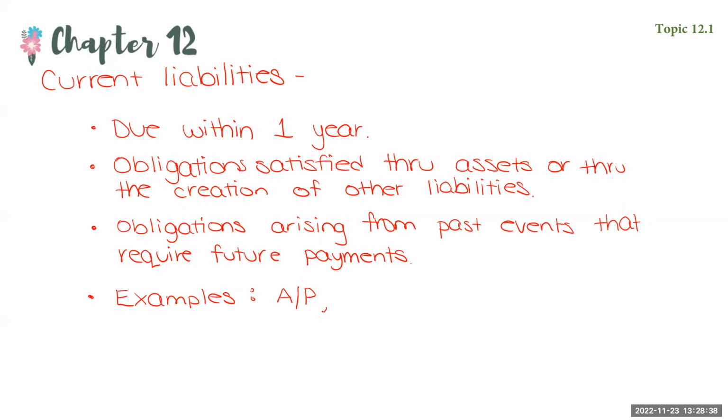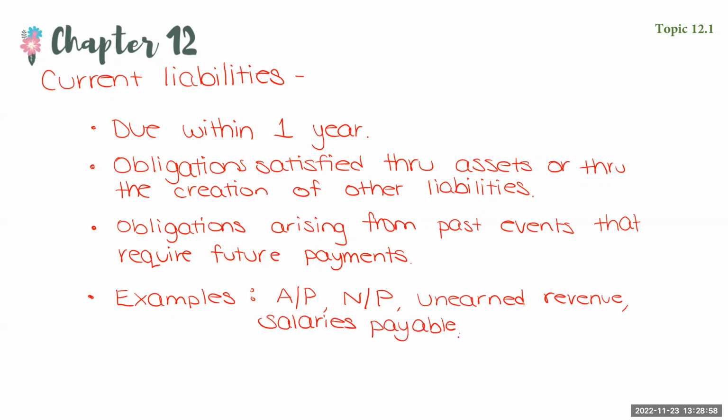So accounts payable. We've seen notes payable. We've seen unearned revenue. And we're going to see some new ones. We've also seen salaries and wages payable, salaries payable. We've seen interest payable. So there's some of the current liabilities we've already seen.